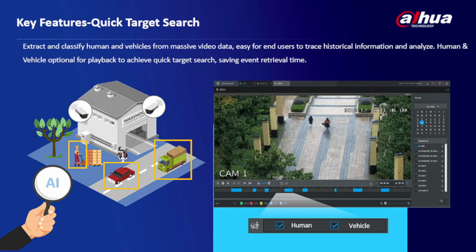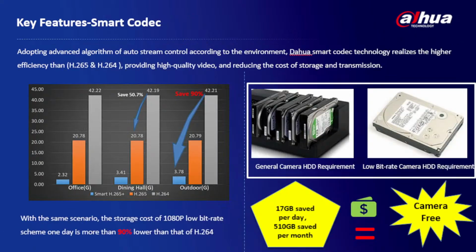Okay, so let's go next. Smart codec is there. We have already explained that if you are using old recorders which support just H.264 or H.265 compression, the storage requirement will be more. But if we are using some AI features like smart codec from Dahua, like H.264 plus and H.265 plus, these can save enough storage space.